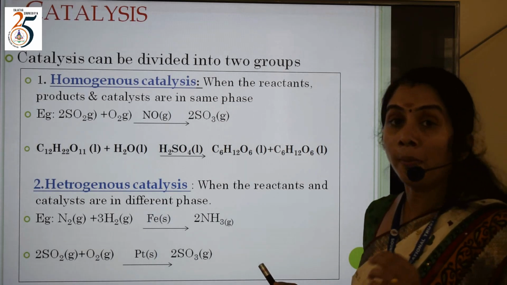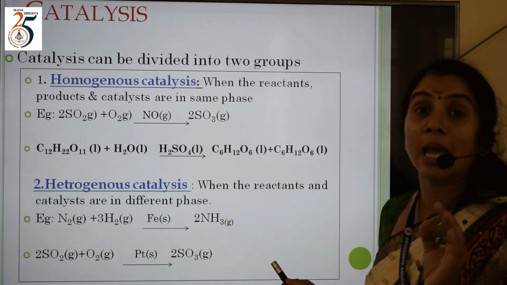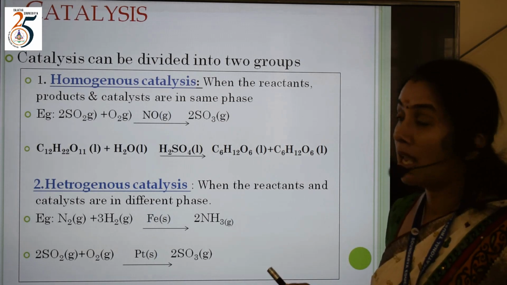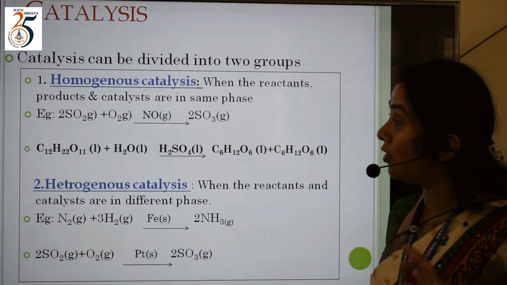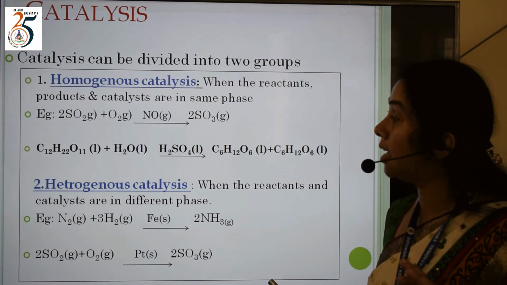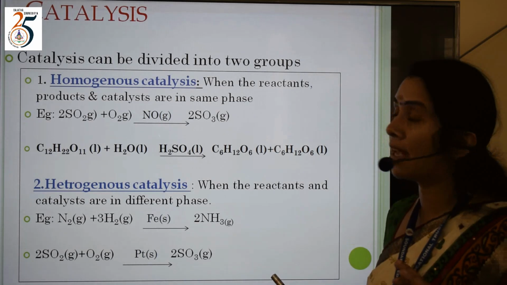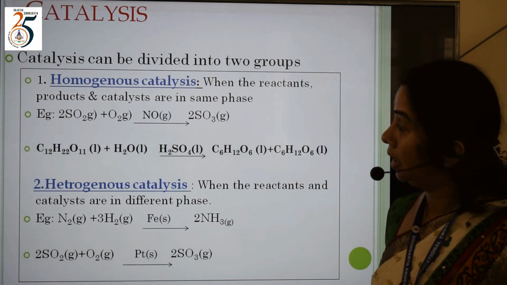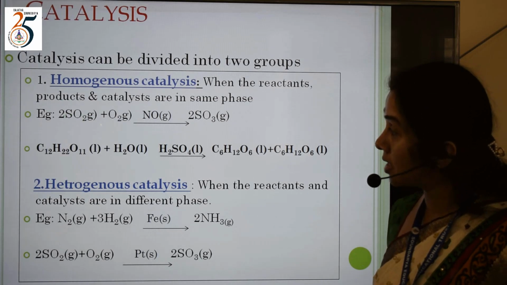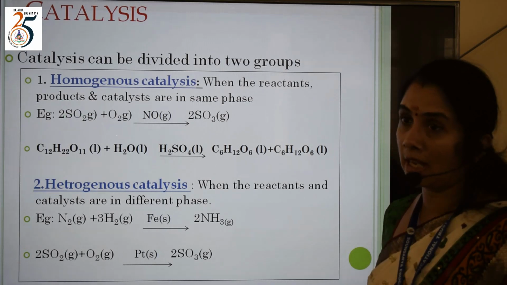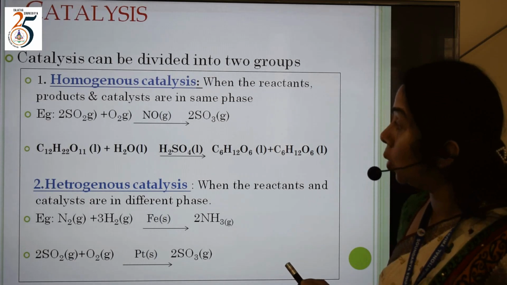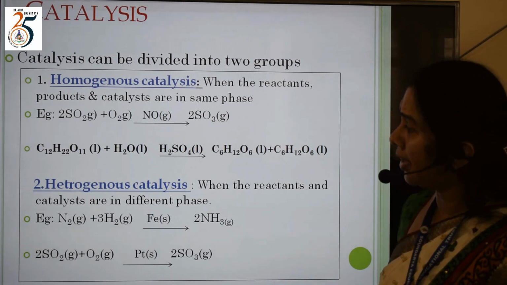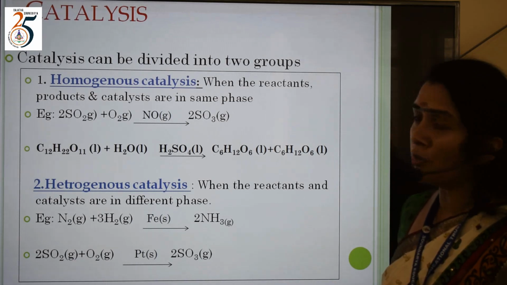Hence, it is very important. From the examination point of view, if they ask for the definition of homogeneous catalysis with an example, it is very important to mention the physical state of the reactants as well as the catalyst. Otherwise, marks will not be awarded. So here is an example: sulfur dioxide gas plus oxygen gas in presence of NO gas will give sulfur trioxide gas. Another example: hydrolysis of sugar.